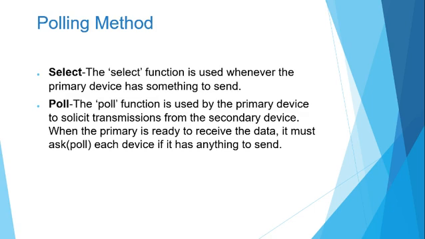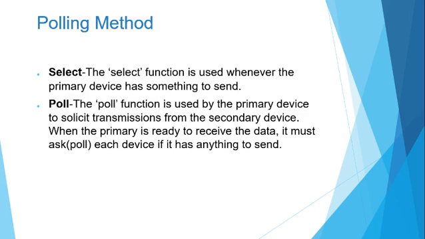Before sending data, the primary creates and transmits the select frame, one field of which includes the address of the intended secondary. And the other function, which is the poll function, is used by the primary device to solicit transmissions from the secondary devices. When the primary is ready to receive data, it must ask or poll each device in turn if it has anything to send.